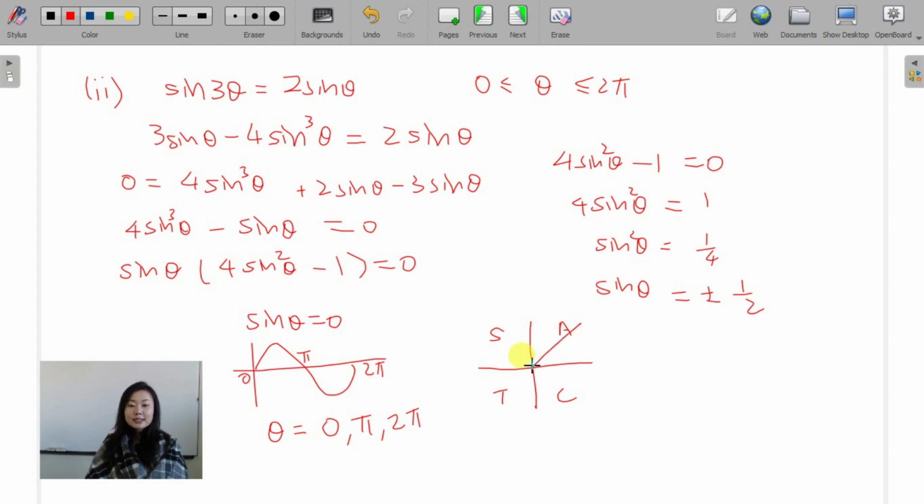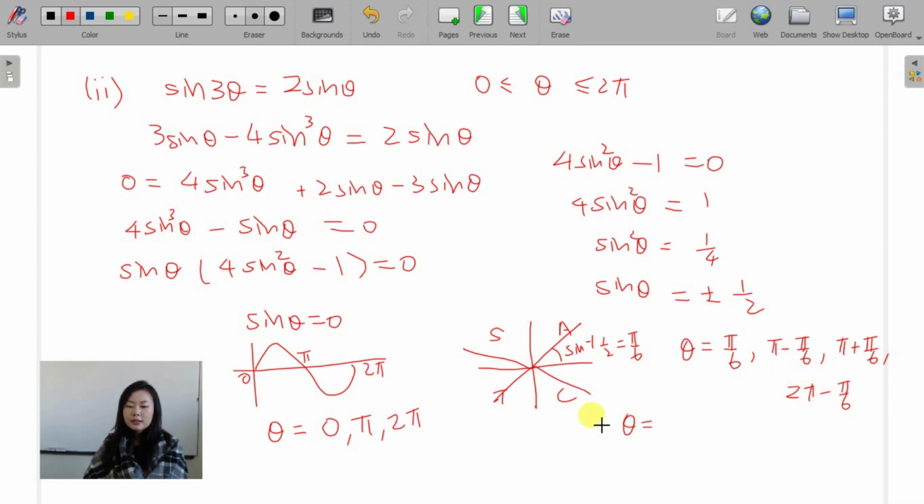all 4 quadrants. The reference angle is pi on 6, or 30 degrees basically. So the answers should be pi on 6, second quadrant pi minus pi on 6, third quadrant pi plus pi on 6, fourth quadrant 2 pi minus pi on 6. Then you evaluate that: pi on 6, 5 pi on 6, 7 pi on 6, 11 pi on 6. All right, so those are your answers.